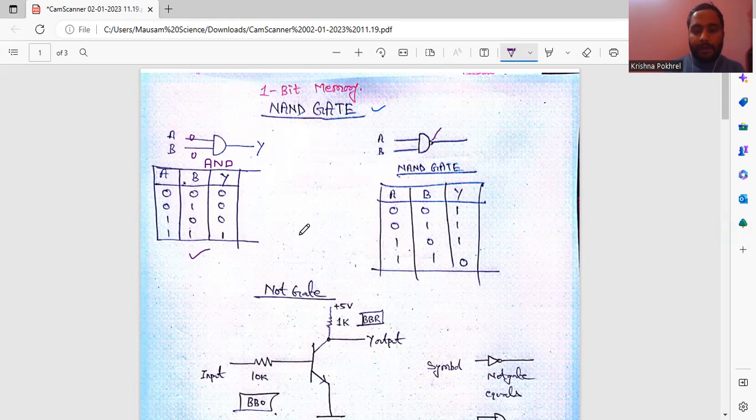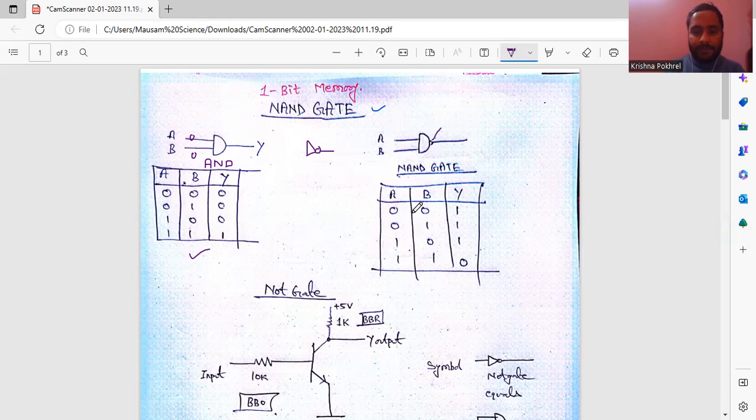And if we simply place a bubble here, then it means a NOT gate. This AND gate is passing through a NOT gate and it simply becomes a NAND gate. The meaning of this bubble is that whatever output is given by this AND gate is passed through another gate, which we call a NOT gate, and the output will be changed. So this type of gate is called a NAND gate.